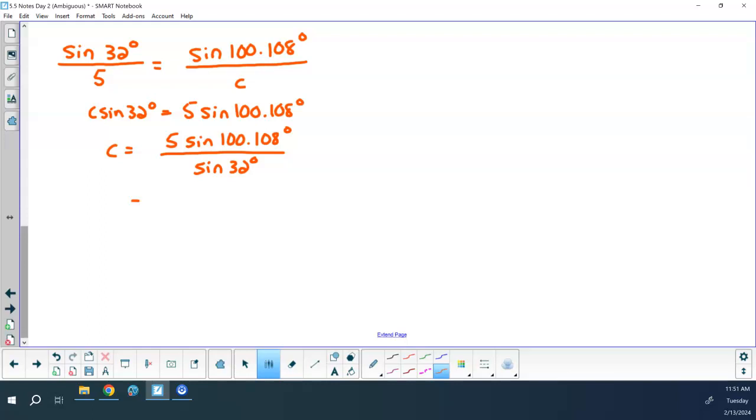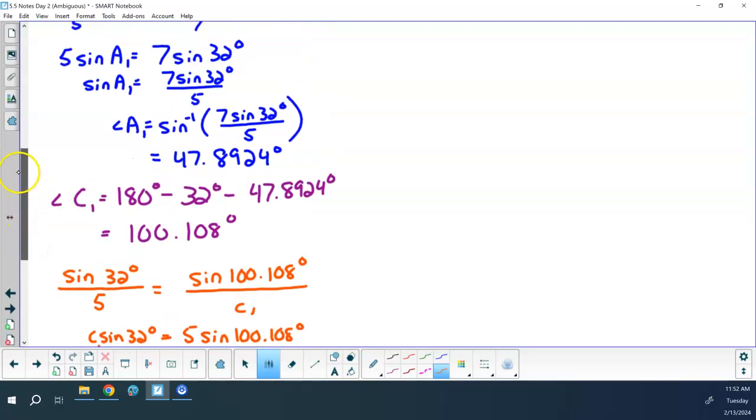I get 9.2890 for side C sub 1. Yes? Okay. So that's the first triangle.